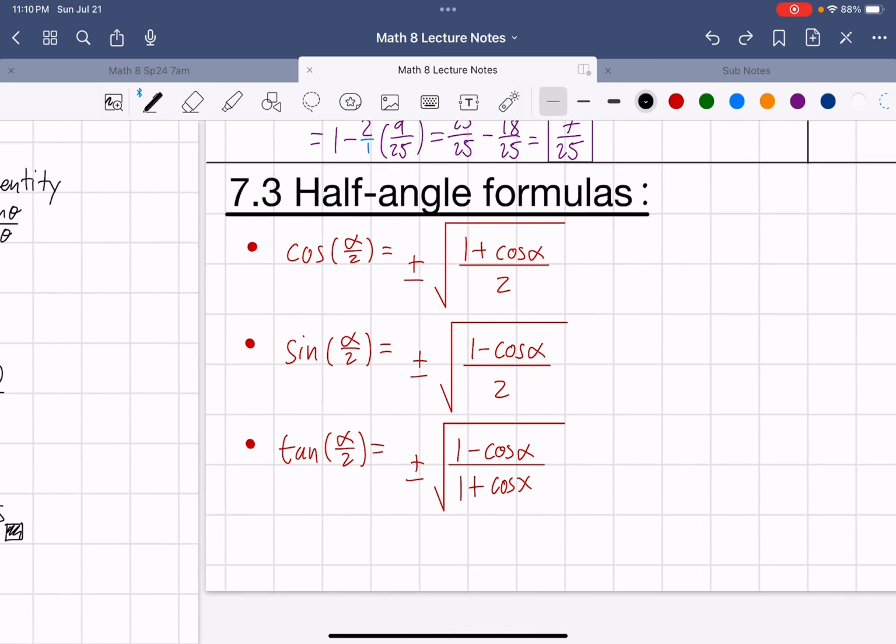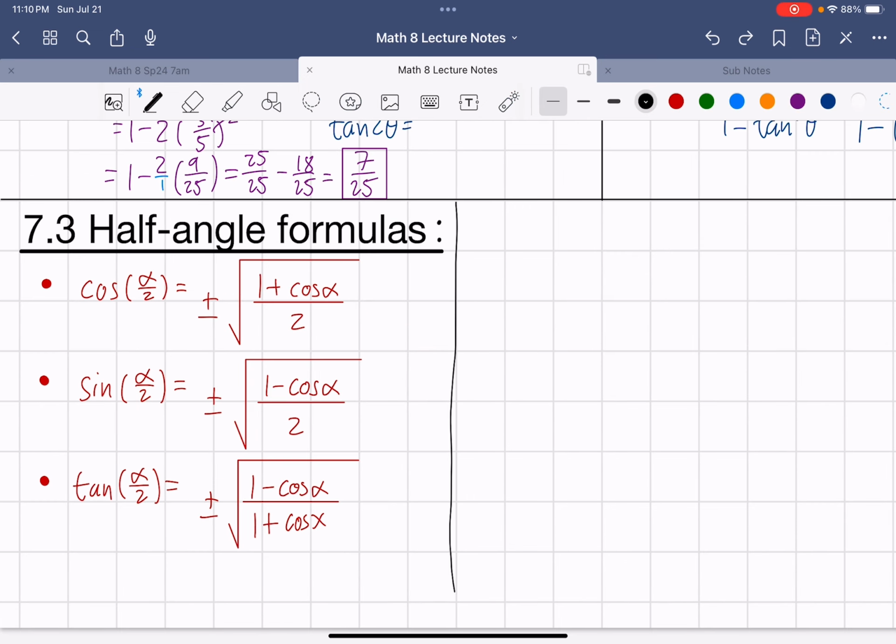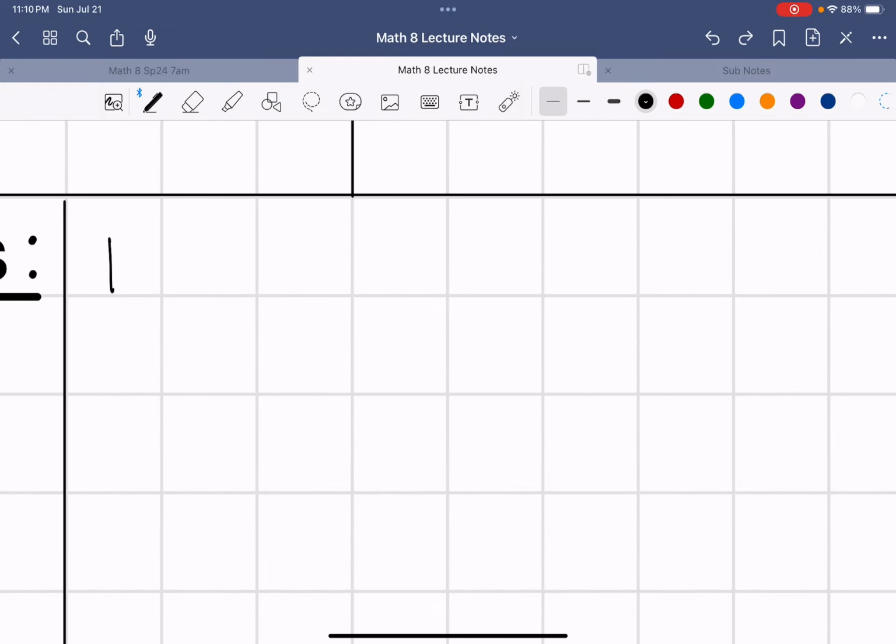Now, as for the way I'm going to use them, there could be more. You could do examples of verifying identities with the half angle, but I think we've done enough versions of verifying identities. I want to use this half angle to help us do something new. It's just another example of something that was created specifically for our half angles.